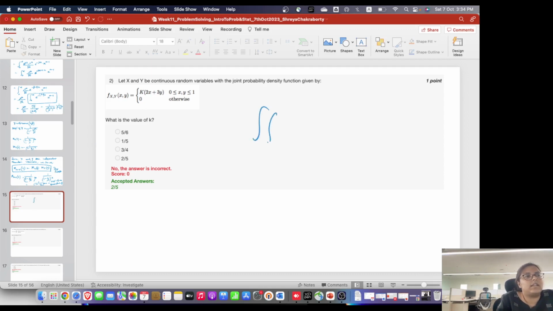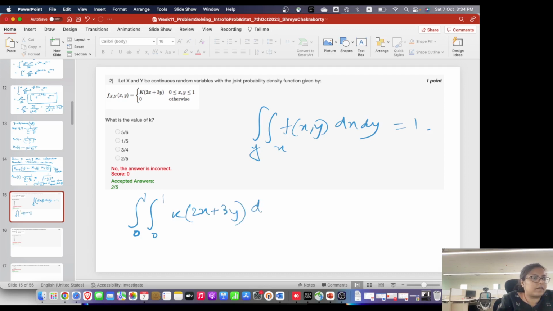We know that the double integral of f(x,y) dx dy over the range of x and y has to be equal to 1. So we'll apply the same thing. Since the ranges are independent, there are no restrictions on x and y. They can take values freely from 0 to 1. So we have k(2x + 3y) dx dy. We can write this as the integral from 0 to 1 of k[2x²/2 + 3xy] from 0 to 1 dy.